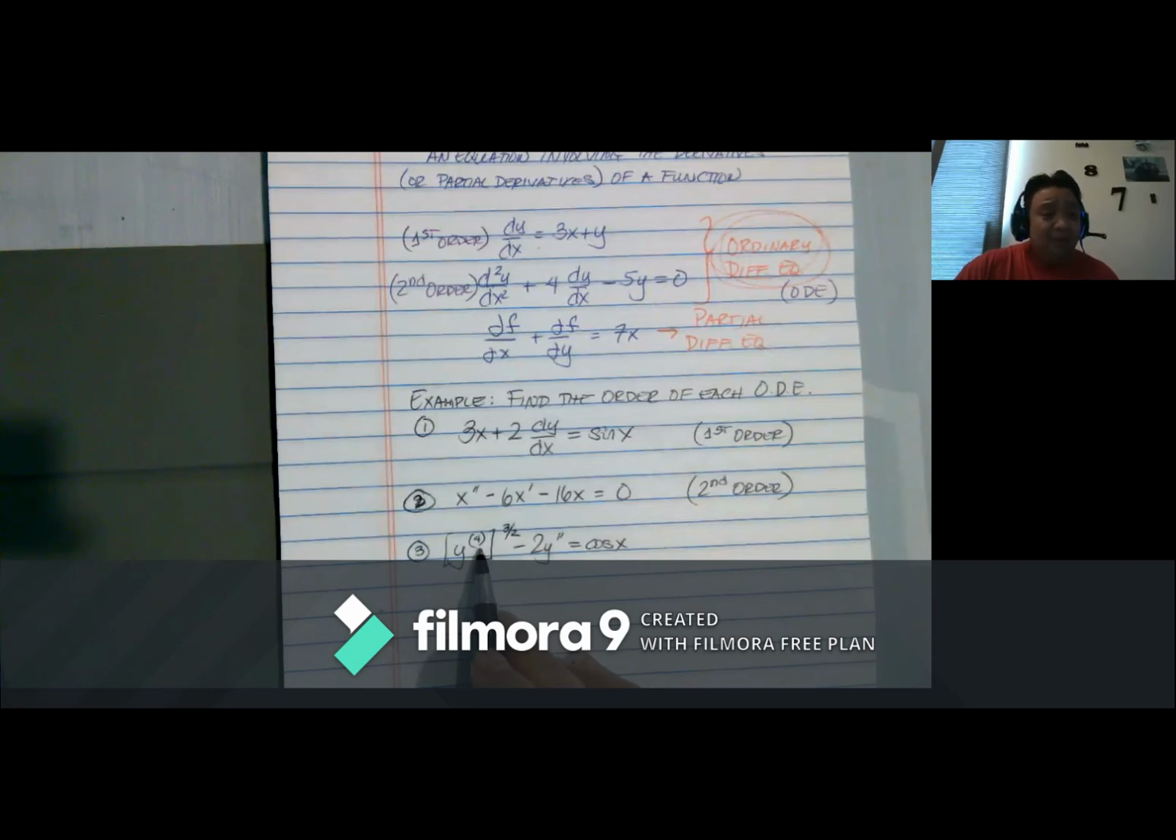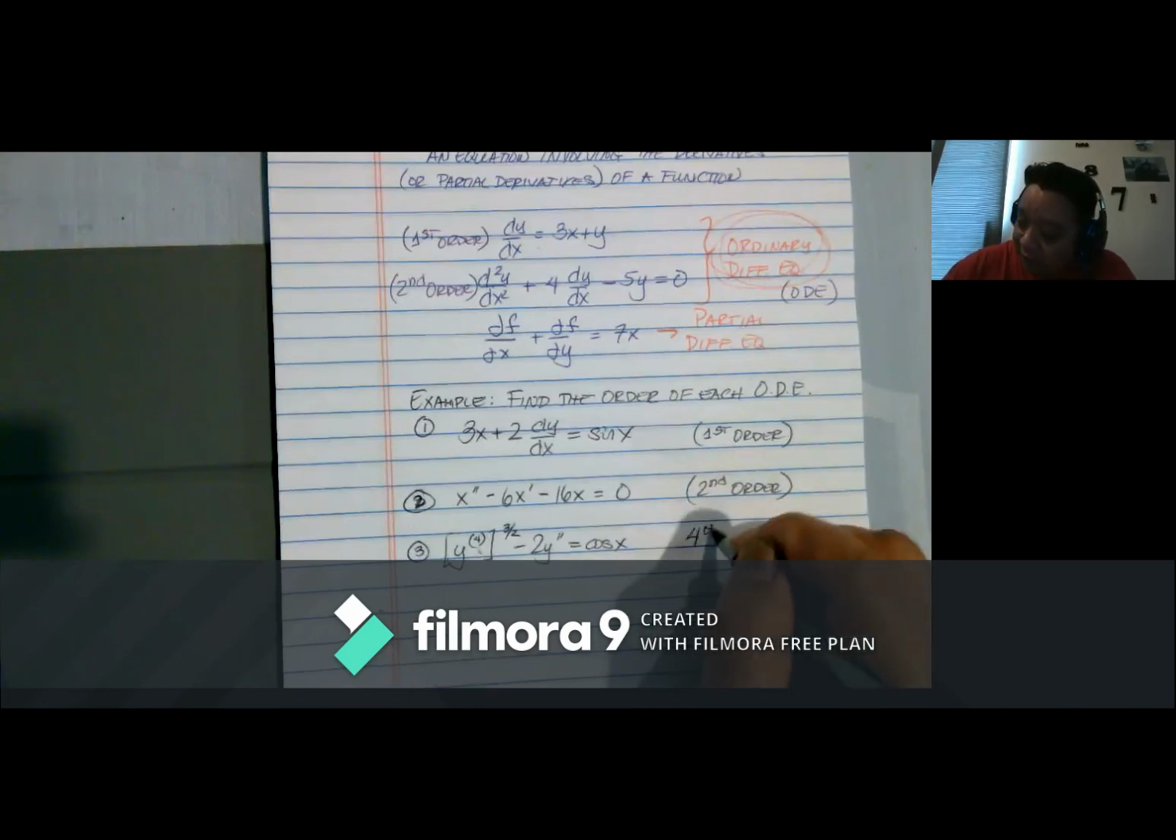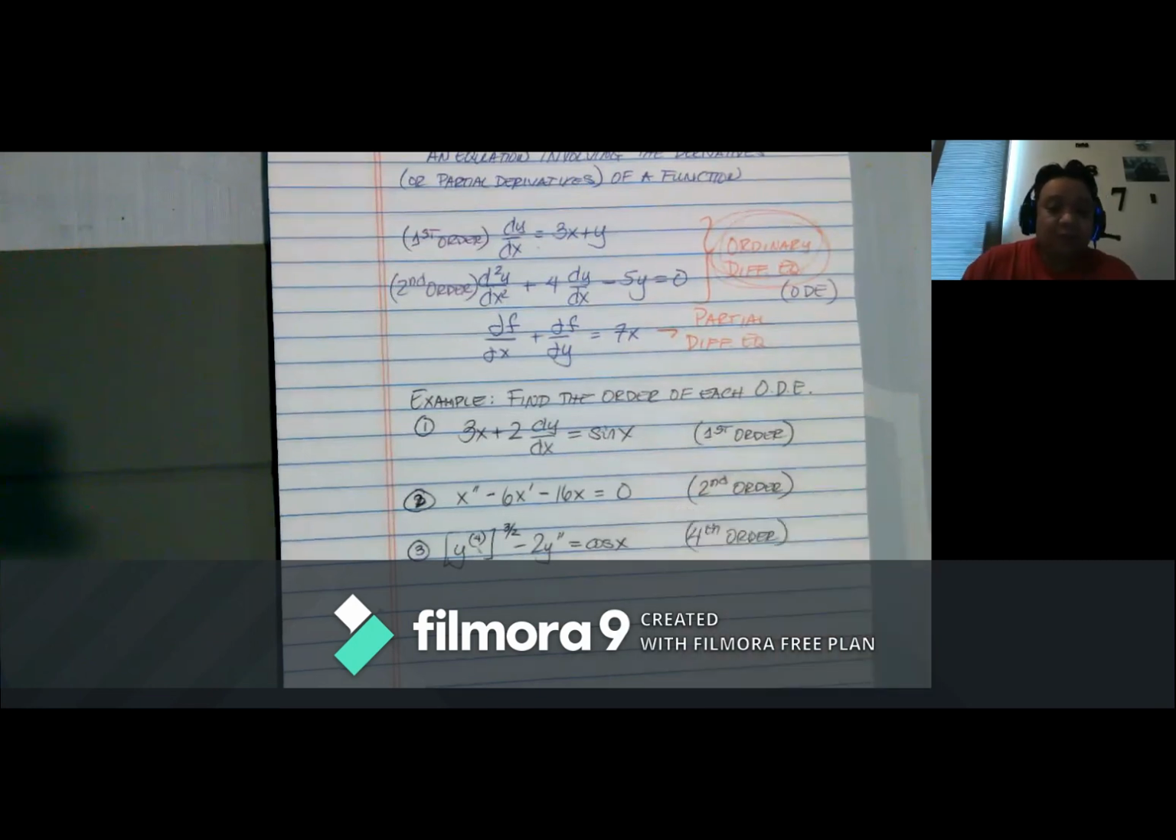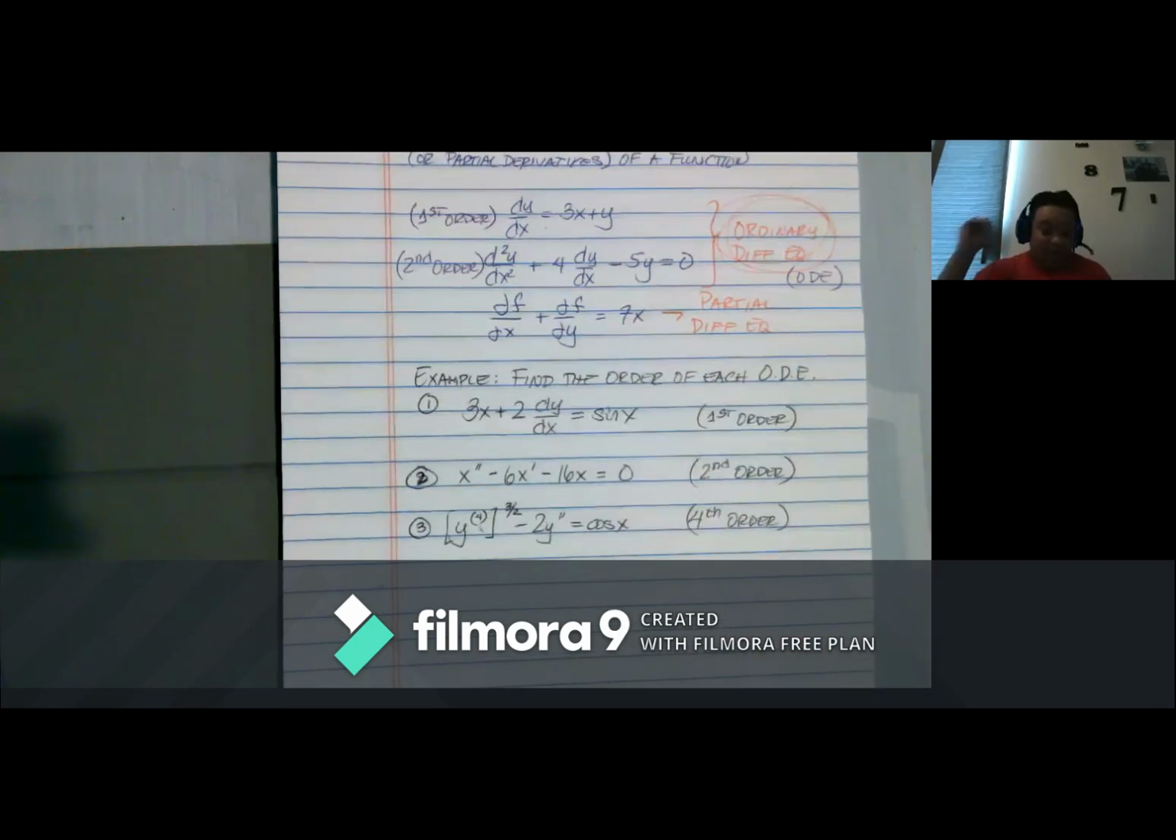This is the symbol we use if it's higher than a third derivative, because anything higher than three, the prime notation becomes confusing. It's a lot harder to count. And so we use this notation for derivatives. So this is the fourth derivative, so this is a fourth order differential equation. Okay. Any questions on it?